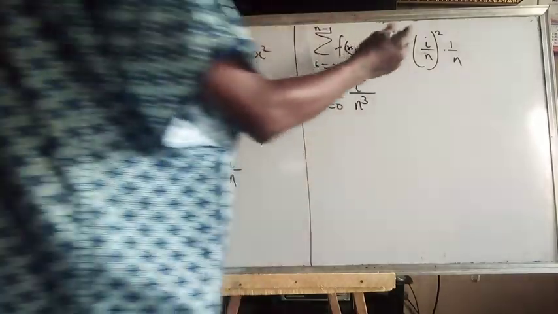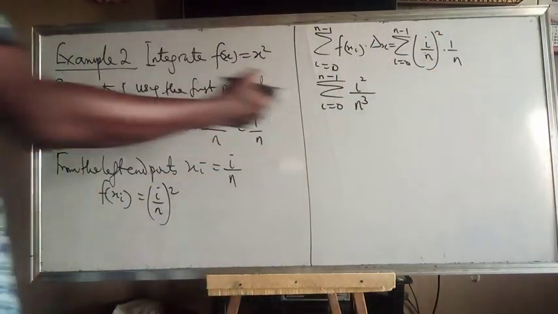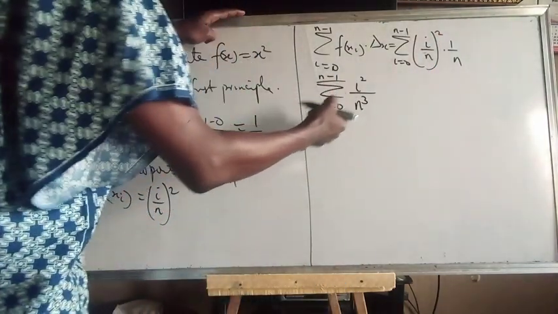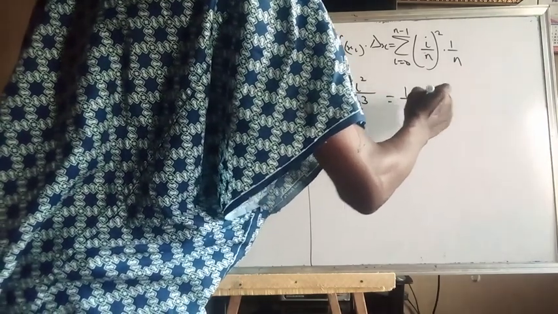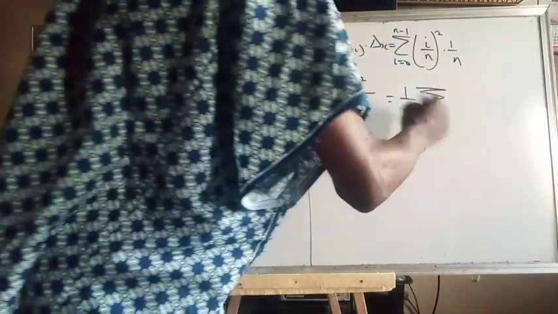So that means we are having the summation, i moving from 0 to n minus 1, of this. There is an omission of summation here. Now, we can factor out 1 all over n cubed, and we let the summation, i moving from 0 to n minus 1, of i squared.